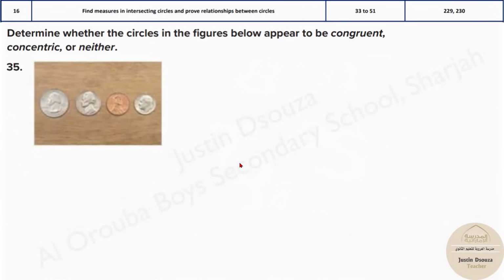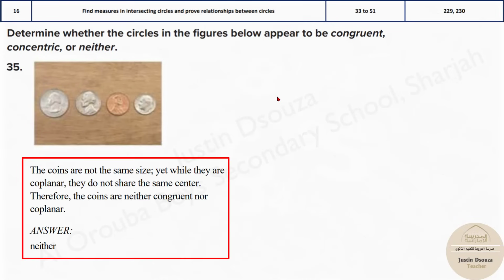And similarly over here, now look at these coins. These are not the same shape, they are not over each other, and they do not have the same radius. They are different sizes, so we can say they are neither, because they are not congruent nor concentric.